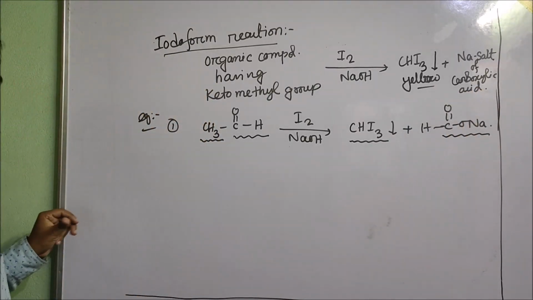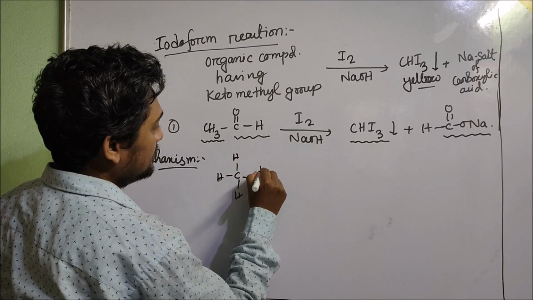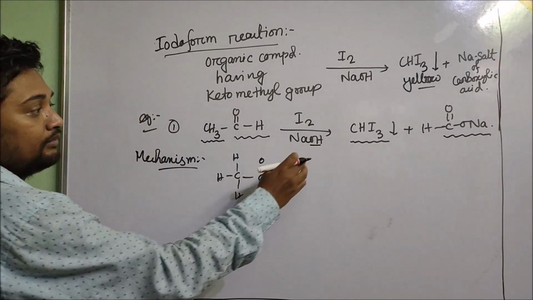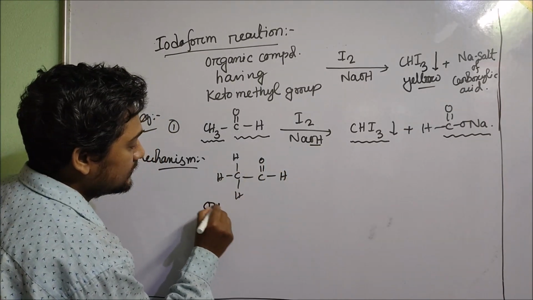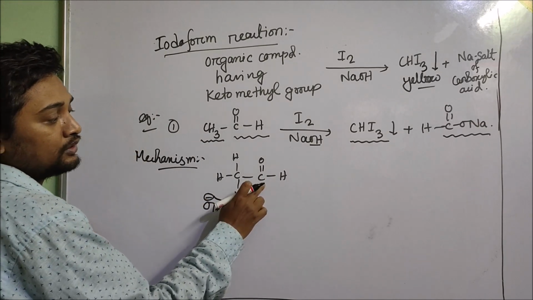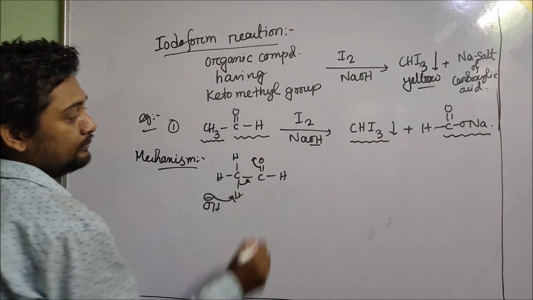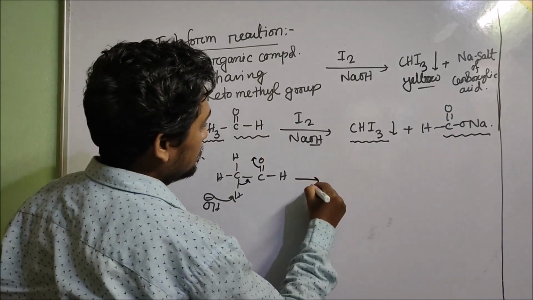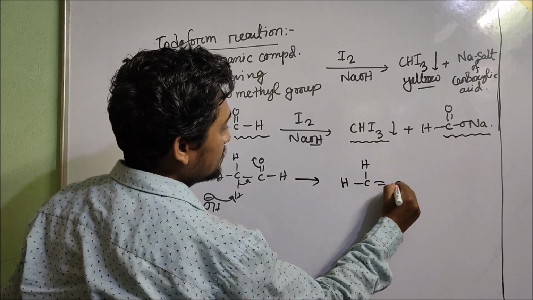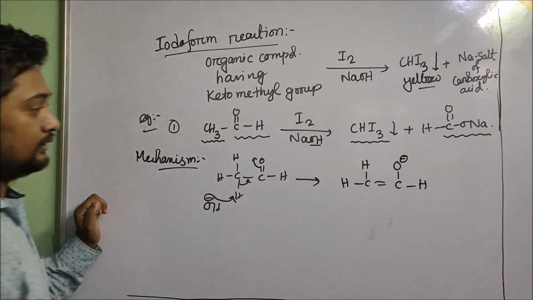Now let's see the mechanism. Hydrogen, hydrogen, hydrogen, CO, H. You have a base, so this OH minus will take H plus. This is an acidic hydrogen because of the keto-methyl group. So there will be tautomerism, and we have CH2 double bond C, O negative, and one hydrogen.